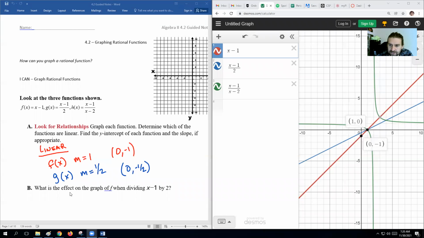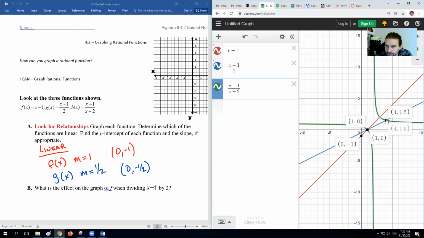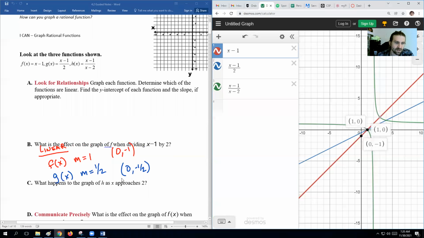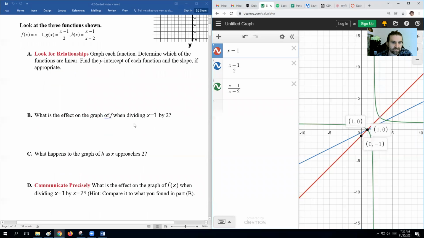The next question is, what's the effect on f when we divide x minus 1 by 2? If we look at that, all it did was lower our points. All of our points are divided by 2. You can see over here in the red line, 4 is at 3, but now it's at 1.5. We can look at other points on the graph. 5 is at 2, while 5 was at 4 on the red line. So every y point is cut in half. Let me clear this out so we can see more.